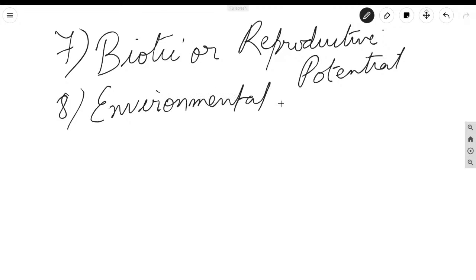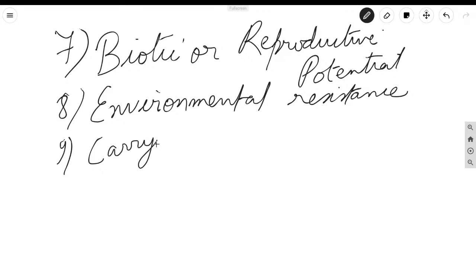Environmental resistance is the resistance offered by the environmental conditions towards the growth of the population, inhibiting the growth of the population. Then we have carrying capacity, the maximum number of individuals that the environment can carry, depending on the amount of resources it possesses, that is, the maximum number of individuals that can inhabit a specific habitat. Okay, that is the carrying capacity.